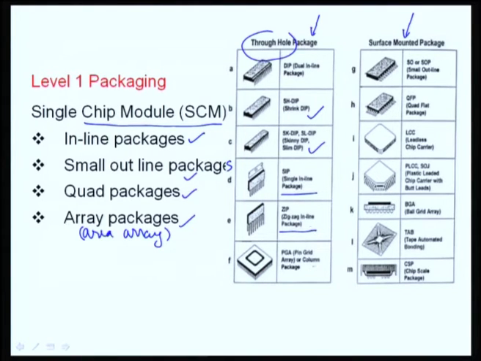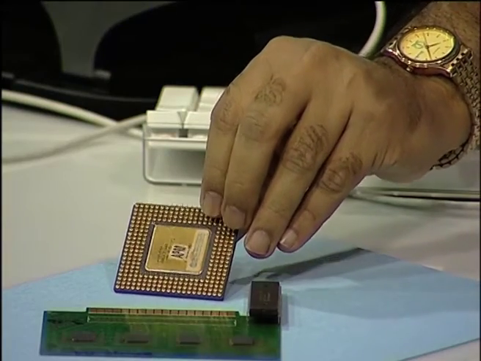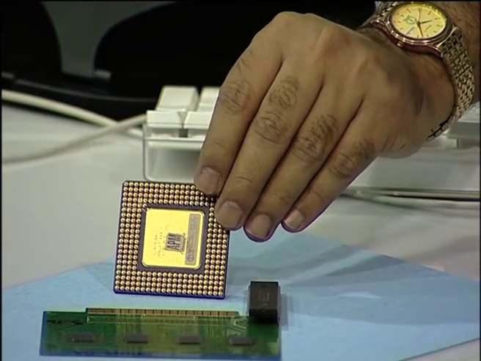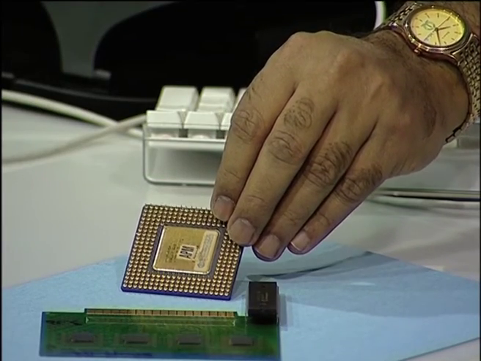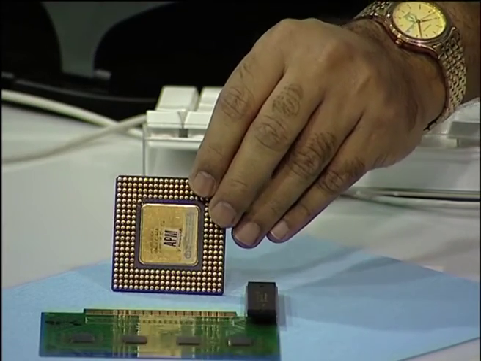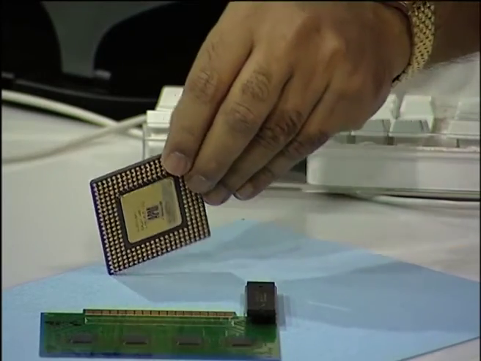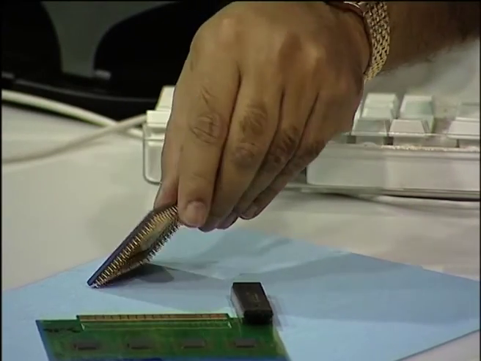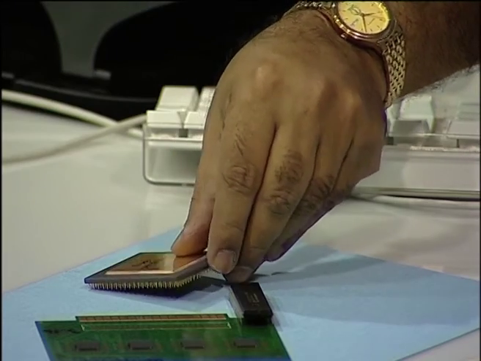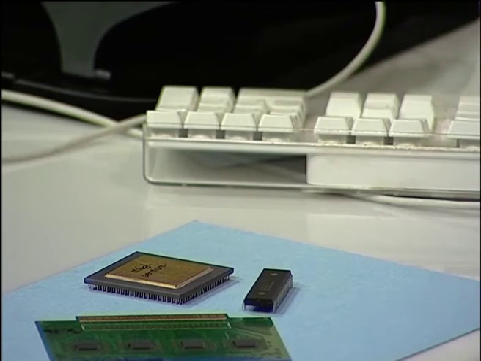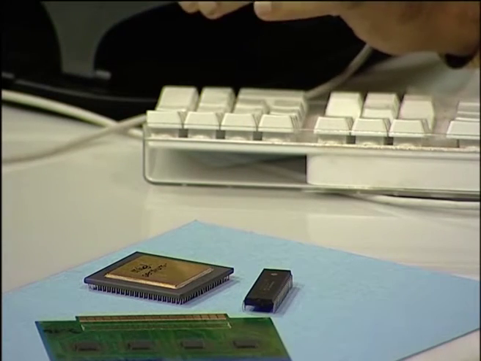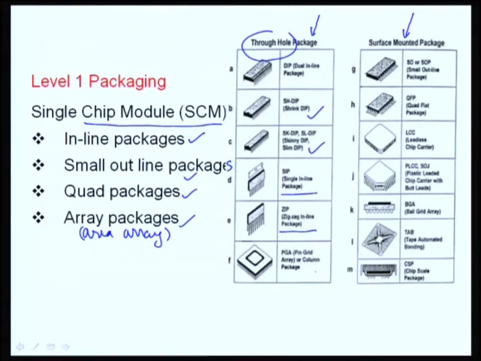Then you have pin grid array or column package, which I have showed in the last class, the familiar Intel Pentium processor, which has the input output pins in the form of a pin, really thick pins, as you can see. You can see now the pins. So, this is a single chip module. All these are single chip modules, and let us now go to the other category, surface mount package.